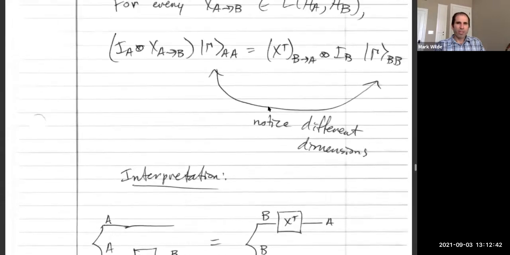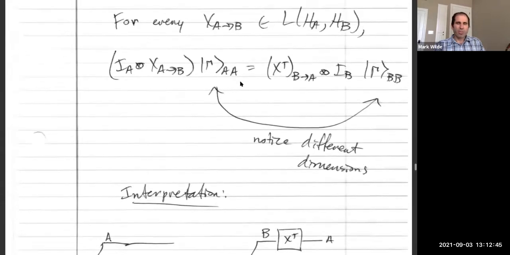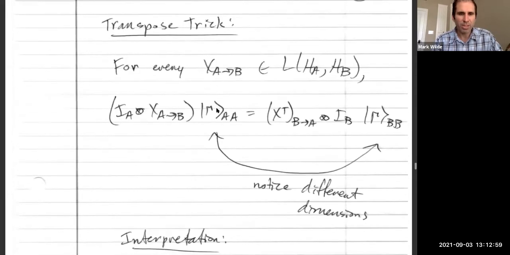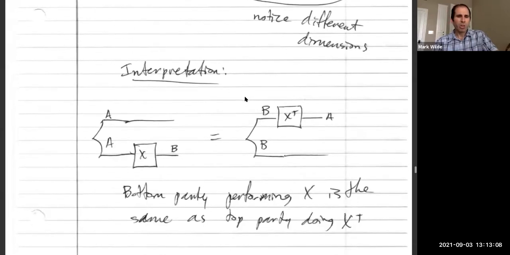Okay, so that's one thing to keep in mind. And then the way that we presented it here, the dimensions can be different. And so often this transpose trick is presented only if X is a square operator, such that the input and output spaces are the same. So what is the interpretation of this? I drew this diagram to help give some interpretation.